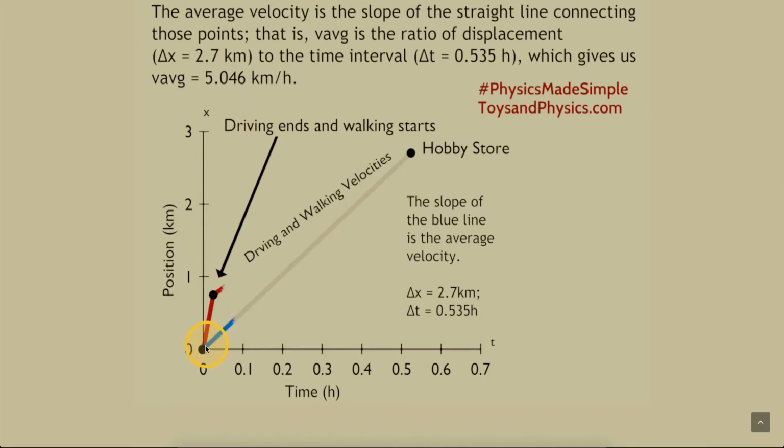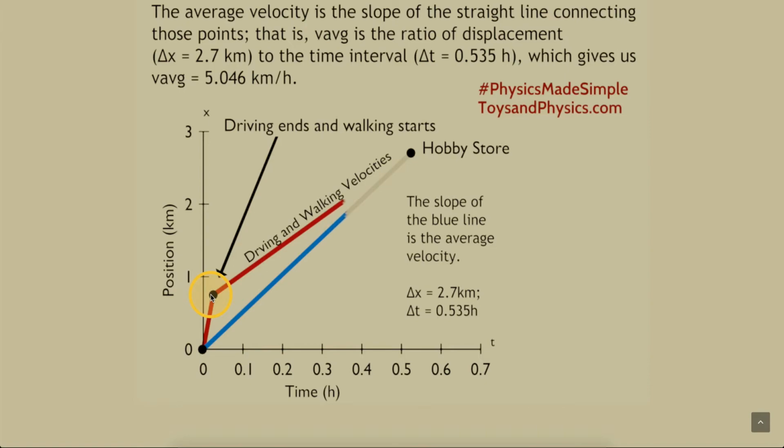Okay, so these 3 points here represent the movement of the particle, and it's telling the story of what it did and how it went when it was moving. So it first started here at the origin. It was the start of a drive, and then for 0.035 hours it moved until here, which is 0.7 kilometers.